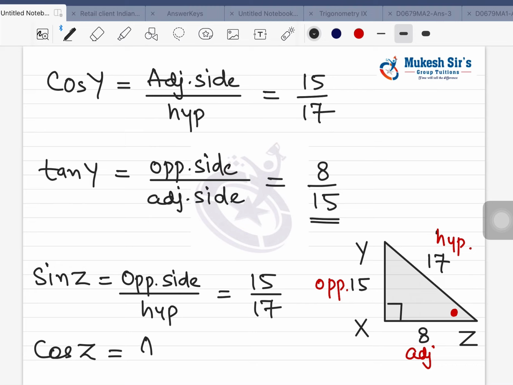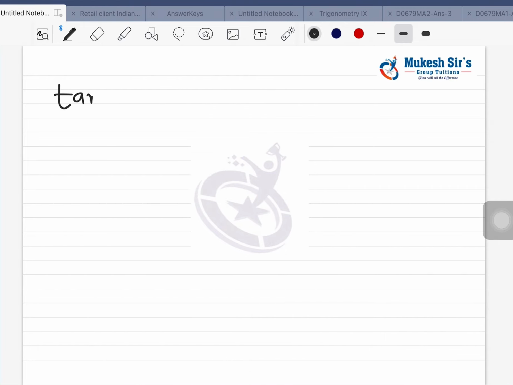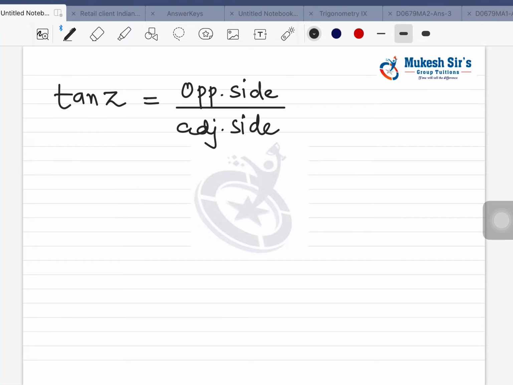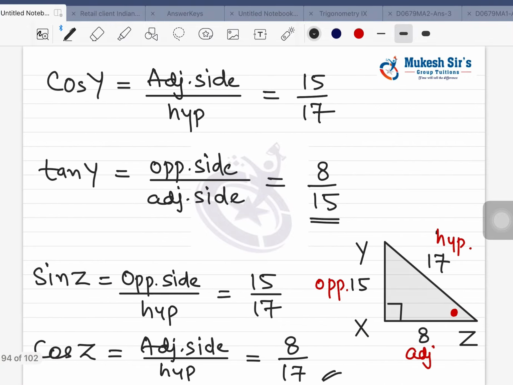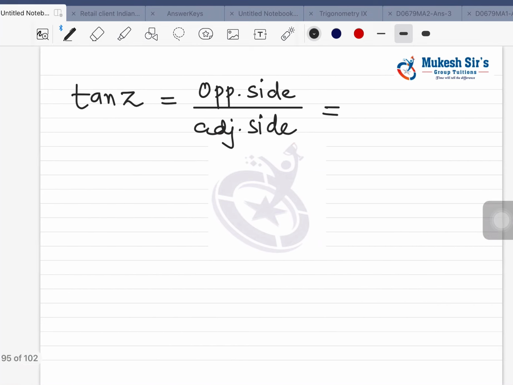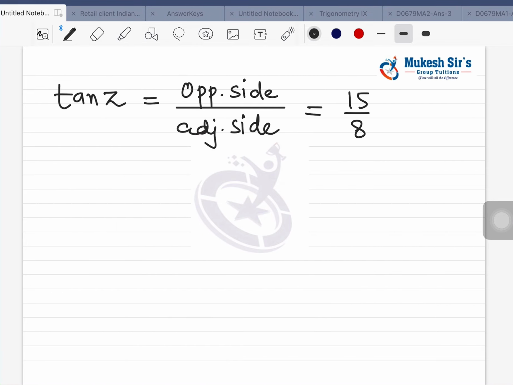Then you find cos z. Cos z is equal to adjacent side of z upon hypotenuse. So adjacent side of z is 8 upon hypotenuse is 17. Okay. And finally tan z. Tan z, you can write sin z upon cos z, or you can write opposite side upon adjacent side. Either one works. So opposite side is 15, adjacent side is 8. So the answer is 15 upon 8. Clear?